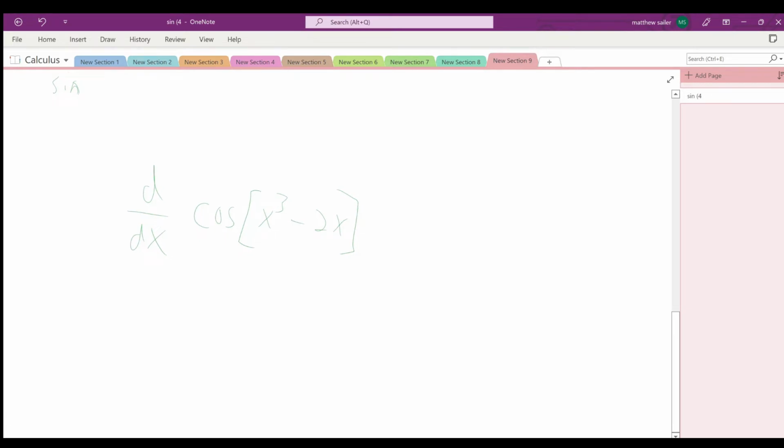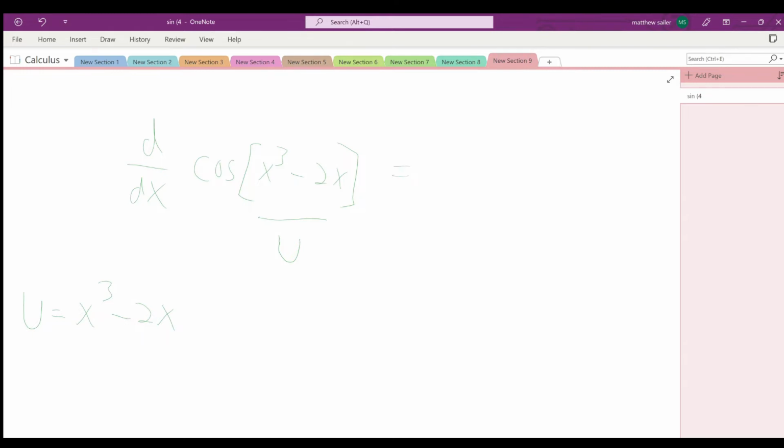We define what we want to be on the inside as u. So in this case, this polynomial x cubed minus 2x is inside of the cosine. So we're going to write that on the side. We are defining u as x cubed minus 2x.